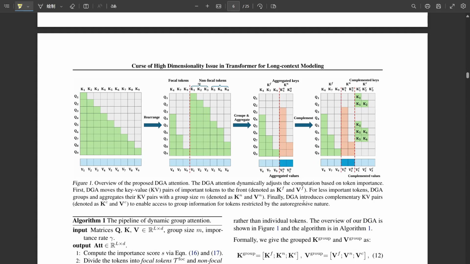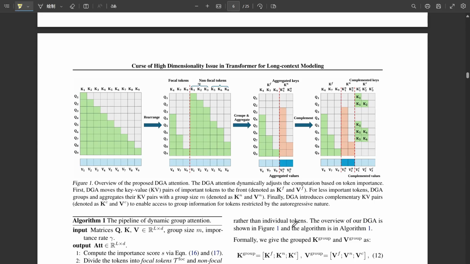Very interesting. And the payoff. What does all this dynamic grouping actually mean for computational complexity? This is where the academic innovation really translates to practical gains. Vanilla attention, as we said, is roughly O(L²) for training, O(L) per token for inference. DGA changes that. For training, it becomes roughly O(L²/M), where M is the group size.